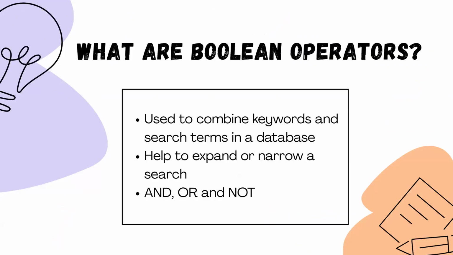Boolean operators are used to combine keywords and search terms in a database. They can help to expand or narrow a search and to find more relevant results. The three Boolean operators are AND, OR, and NOT. When using Boolean operators in a database, it is important to use capital letters to distinguish them from keywords.